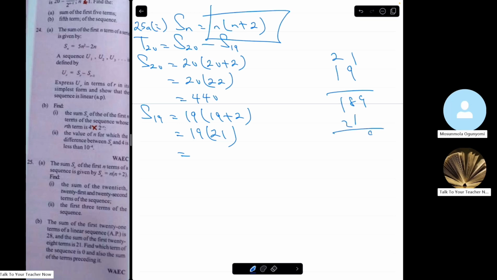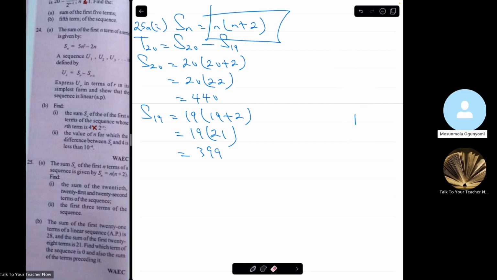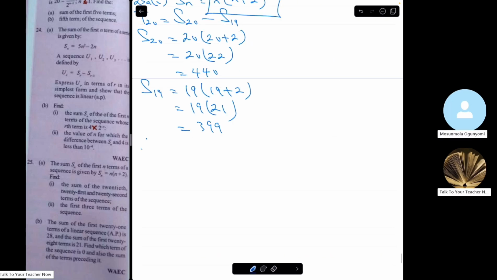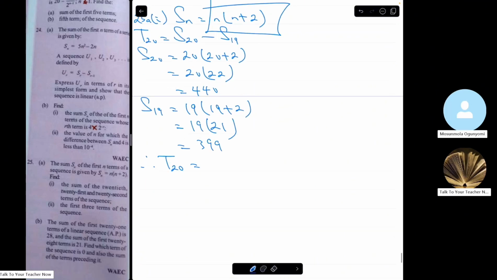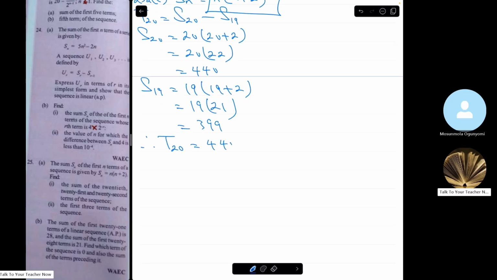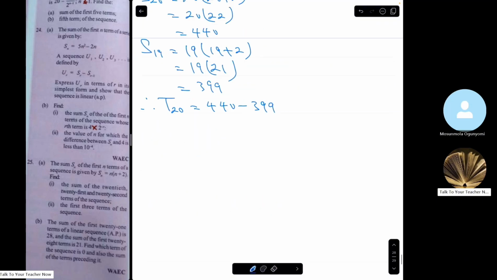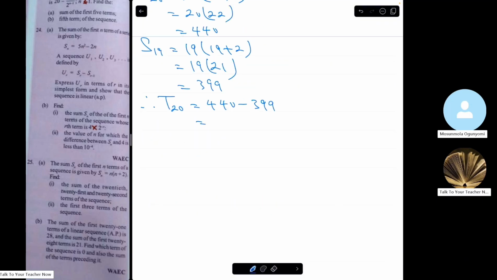Is that correct? So we can say, therefore, the 20th term will be equal to 440 minus 399. Beautiful. And what does that give us? No calculator. 41. Say that again. 41. Are you sure? All right, good.